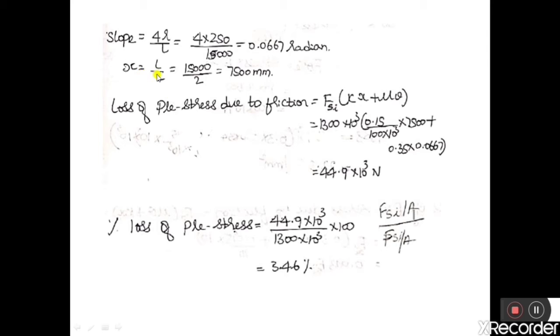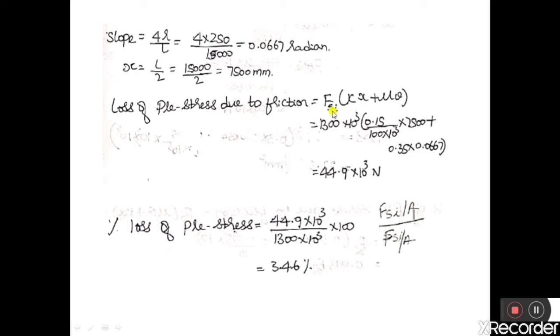And x is equal to L by 2, because the cable is pulled from both the ends. If the cable was pulled from only one end, then x is equal to L. So here the cable is being pulled from both the ends. Therefore x is equal to L by 2, which is equal to 15,000 by 2, and x is equal to 7,500 millimeter. And theta is equal to 1 into slope, because the cable is pulled from both the ends. So substitute the values in this formula.